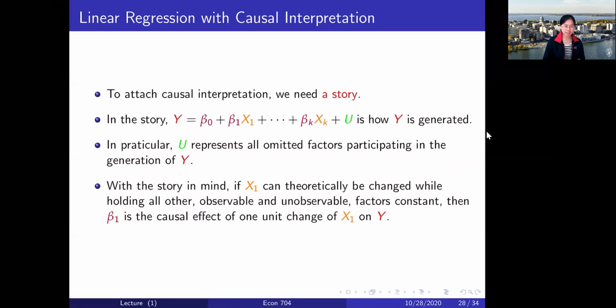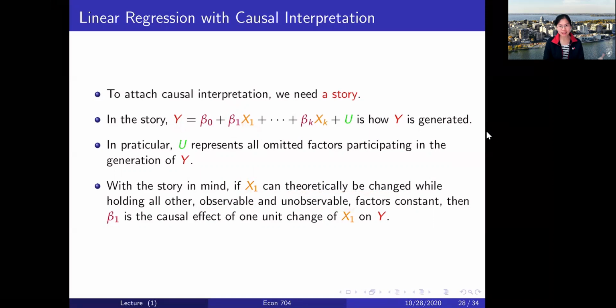Now, with that story in mind, once you have a story about how y is generated, if x1 can theoretically be changed while holding the others constant, including observable and unobservable factors, then beta 1 can be interpreted as the causal effect of a 1 unit change of x1 on y.